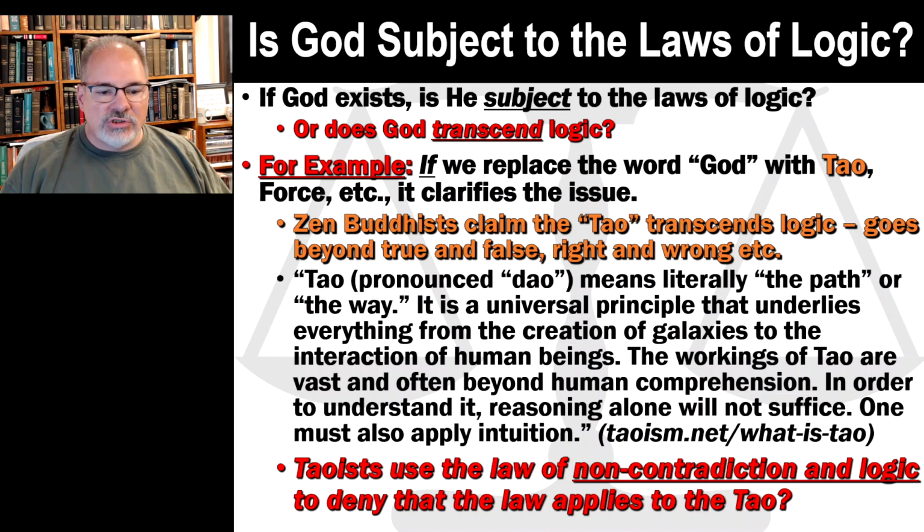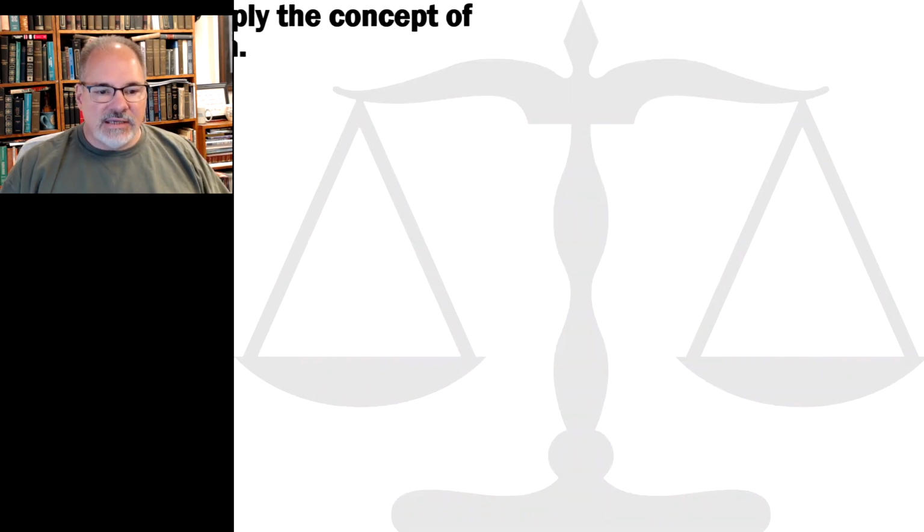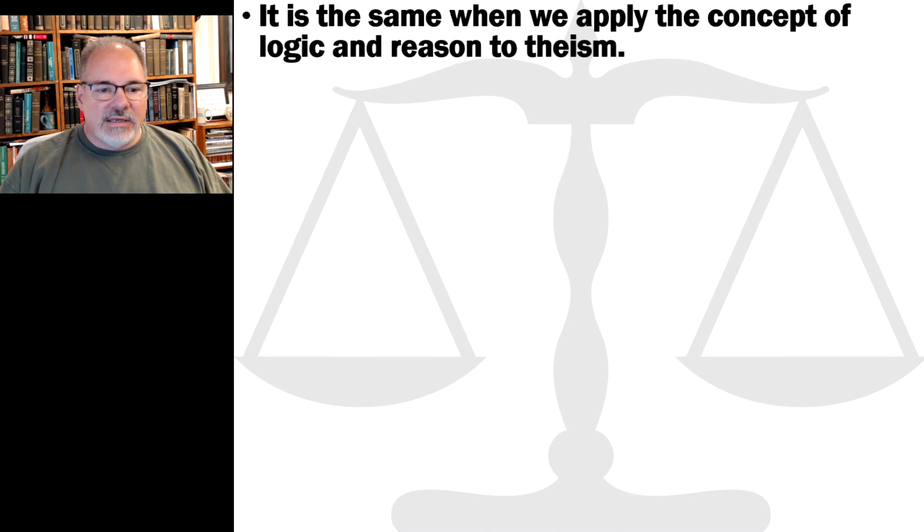So Taoists use the law of non-contradiction and logic to deny the law applies to the Tao. This doesn't make sense, okay? It's the same when we apply the concept of logic and reason to theism. So you can't have something beyond what is there and not have it interact with it or anything.